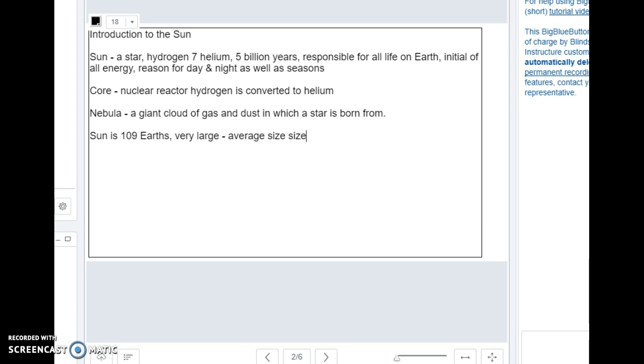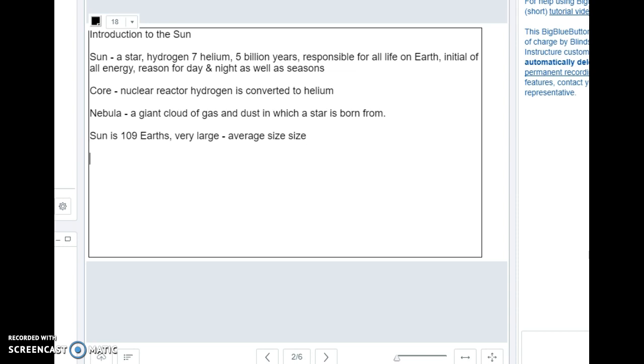It's also why we see it as the biggest star, because it is so close to us. All other stars that are outside of our solar system appear much smaller because they're much further away. So because the sun is in our solar system, it appears much larger to us.